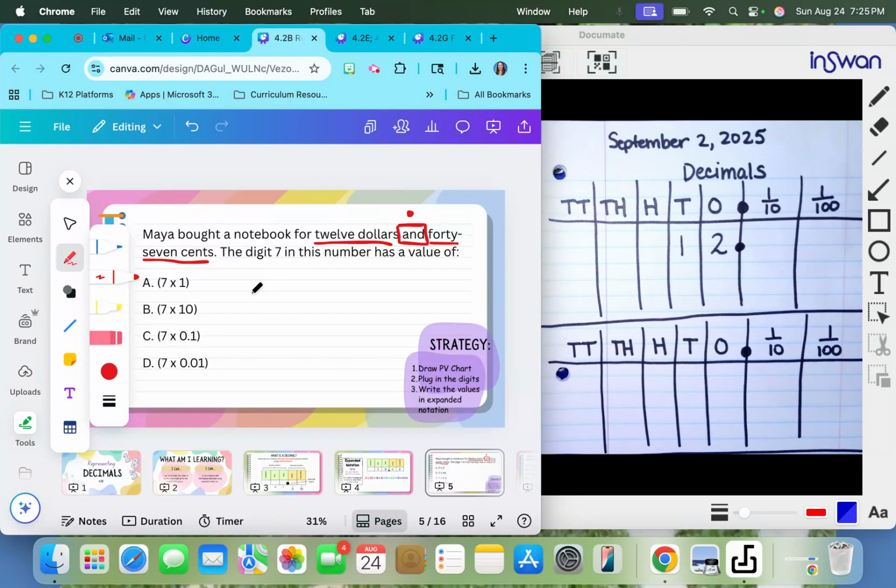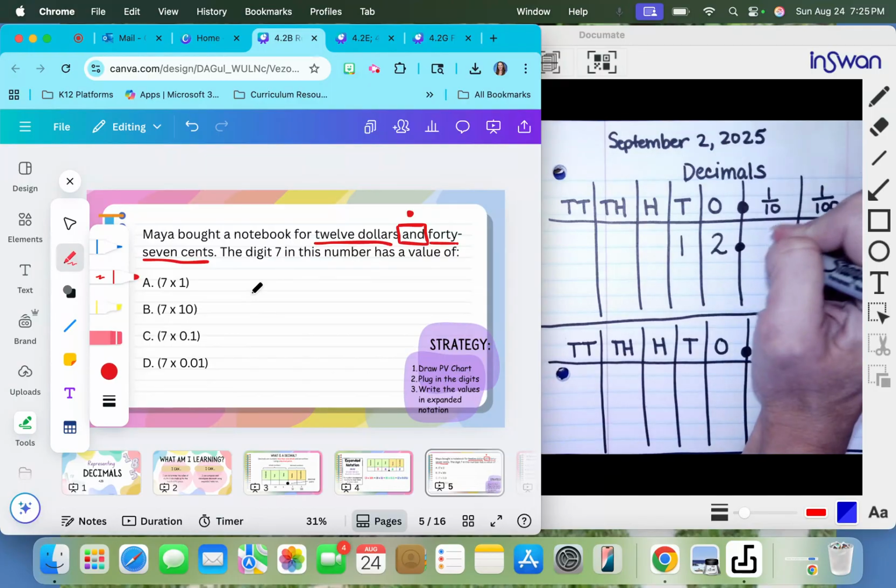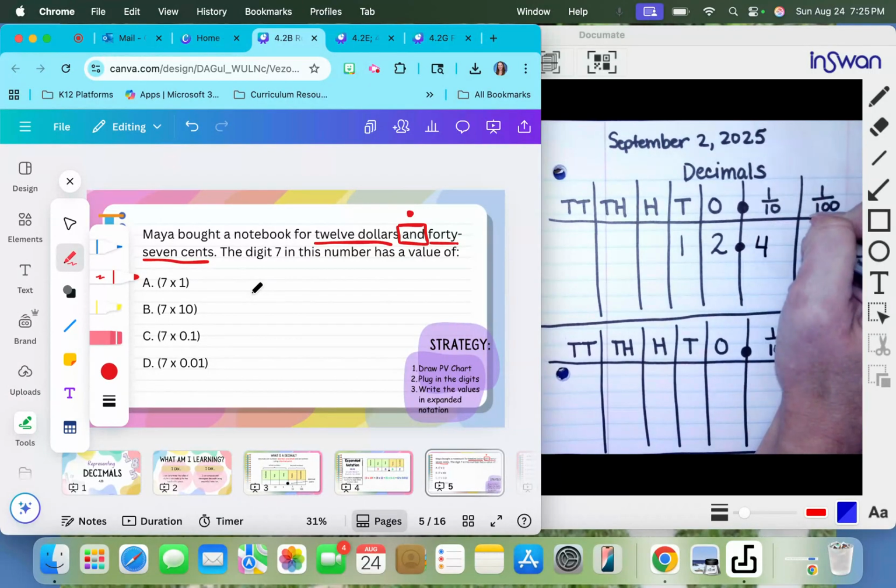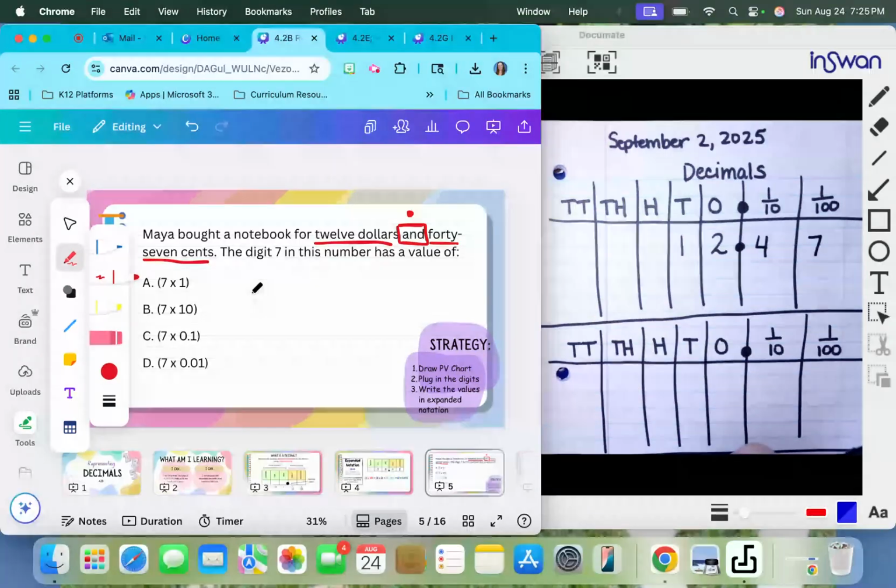Well, we know that 47 cents would be written 47 hundredths. So now we have our number written on our place value chart. And so we're ready to take a look at our answer choices and see what matches. Well, if we look at our strategy, it wants us to write the values of what we have in expanded notation so that we can match it to the correct value.